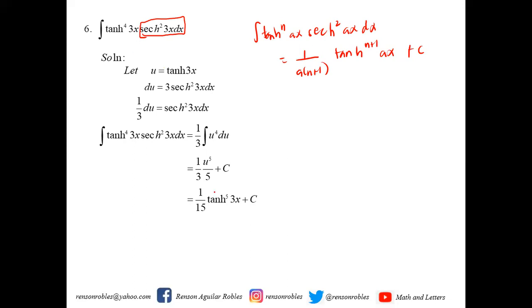So we can verify this. We know that n is equal to 4 and a is equal to 3. So you have 1 over a, that's 3, times 4 plus 1, that's 5. Then you copy tanh, and 4 plus 1 is 5. You copy the parameter 3x, and then you add c. So you have 1 over 15 tanh^5(3x) plus c. And we get the same answer here.